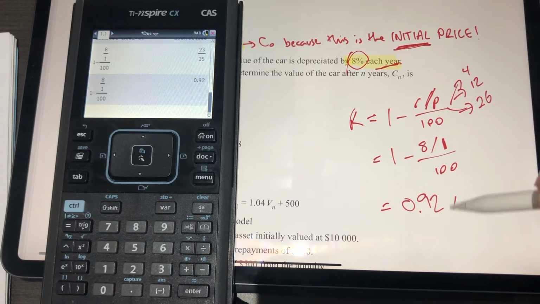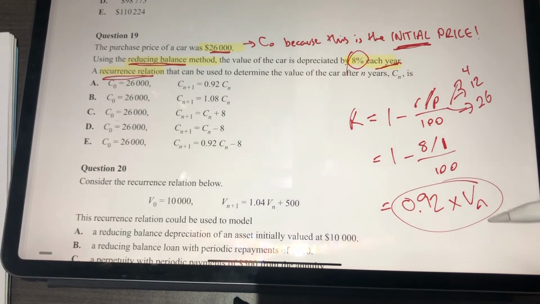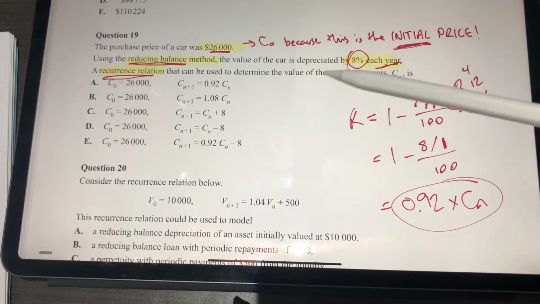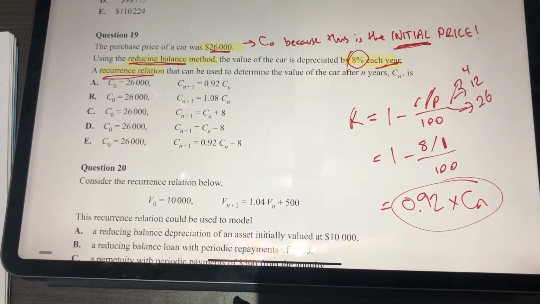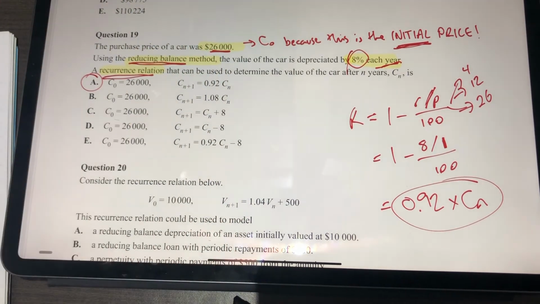So this is R times Vn. That is our recurrence relation here. So we need to look for something in the answers that says 0.92 times Vn, or in this case, it's Cn. So we put Cn there. And that's shown with the first option here, option A. So for question 19, A is our answer.